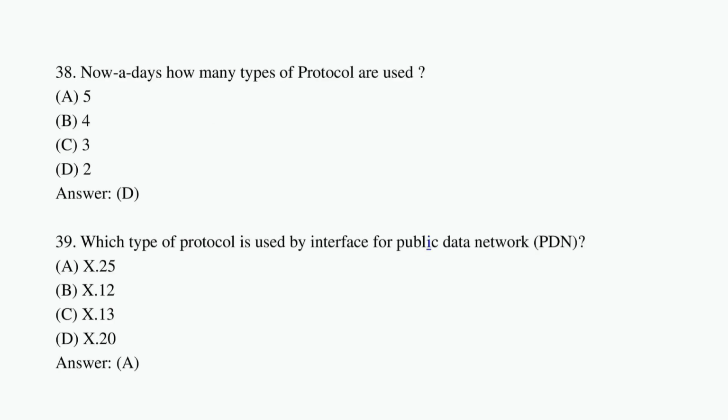Question number 38. Nowadays, how many types of protocol are used? A. 5, B. 4, C. 3, D. 2. Answer is D, 2. Two types of protocol are used. Question number 39. Which type of protocol is used by interface for public data network?